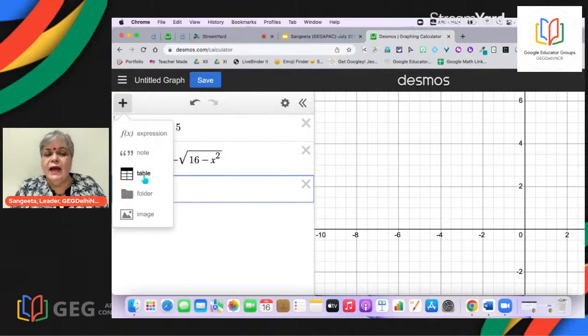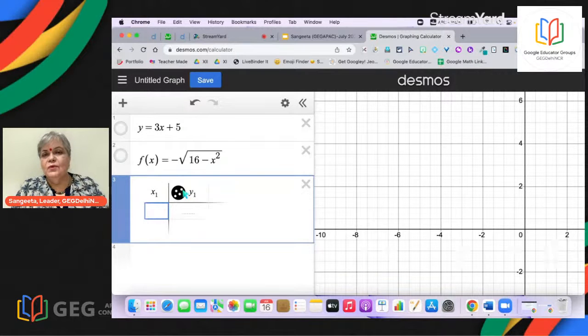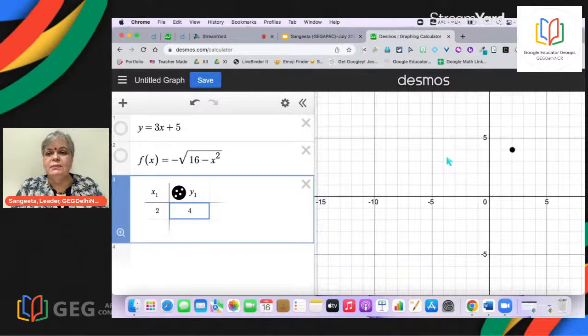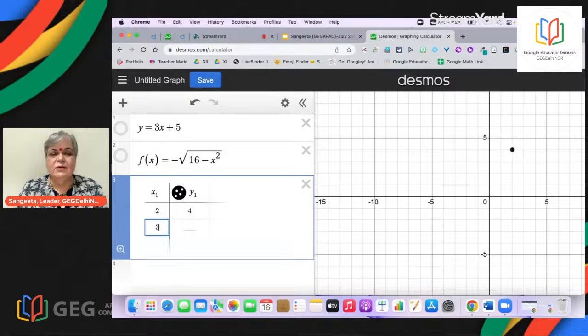So if I add a table here, what's going to happen? If I put a value of x as 2 and correspondingly I put a 4, I hope you can see immediately a point has popped up on the screen. And then if you maybe want them to figure out a linear pattern, you can start taking some numbers here and say, okay, I'm looking at a 3 and this is going to become maybe 6.